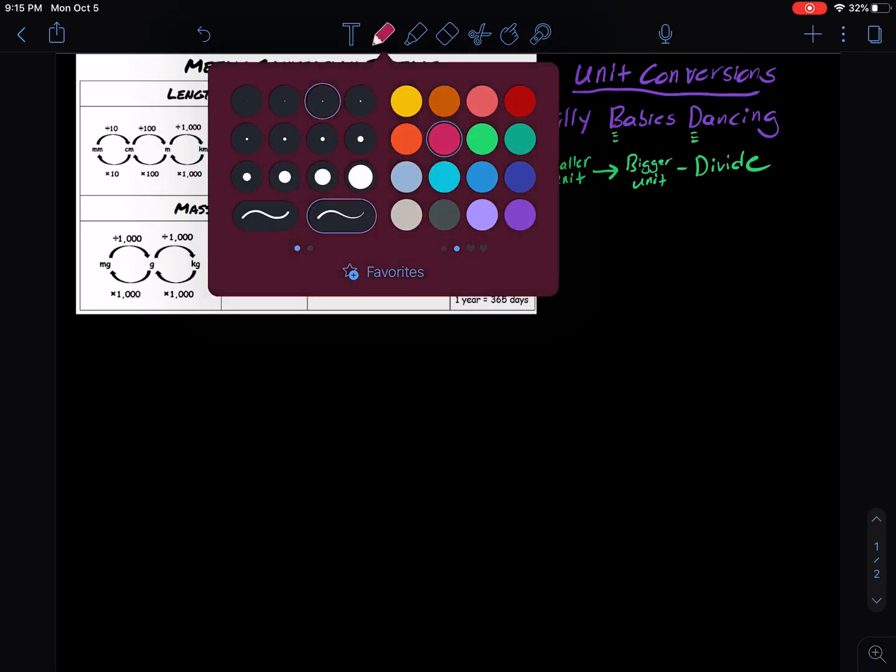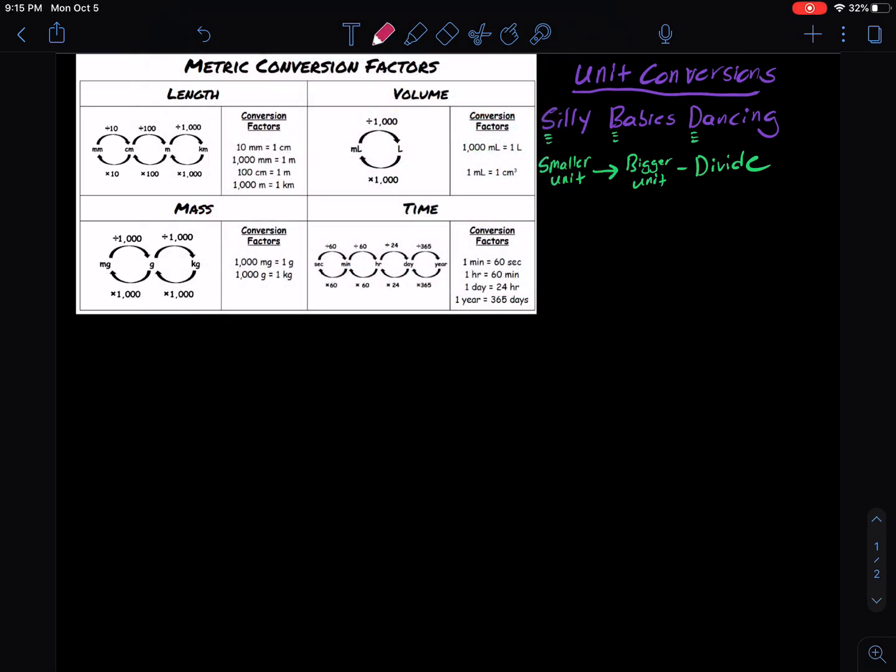An example of a smaller unit to a bigger unit could be like grams going to kilograms. It could be millimeters going to meters. It could be milliliters going to liters. All of those are smaller units being converted to a bigger unit. We're going to divide.